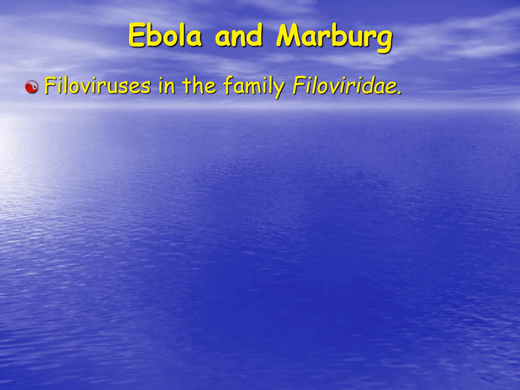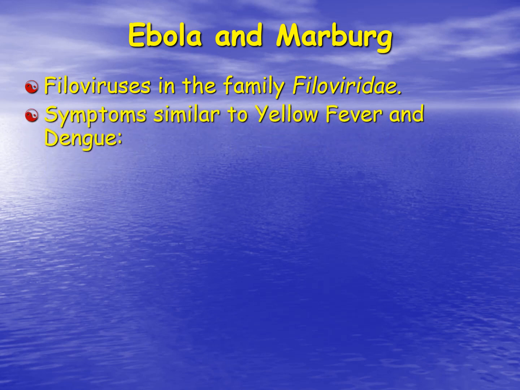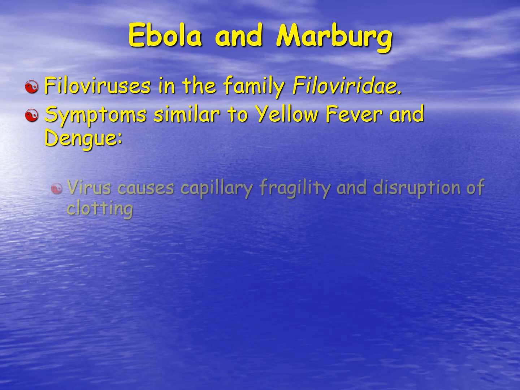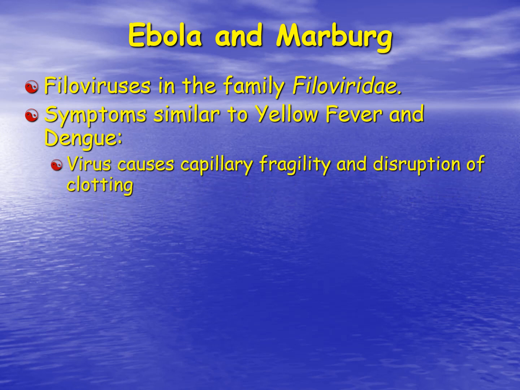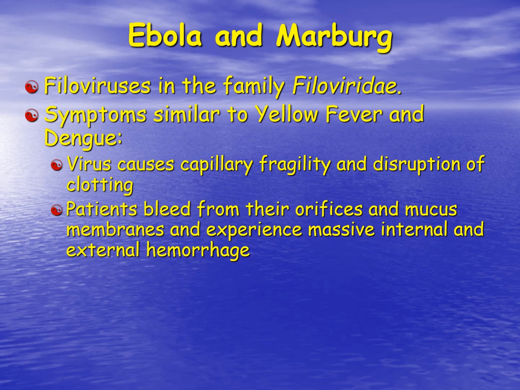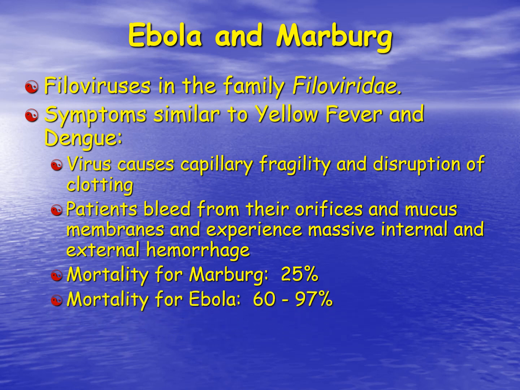Now, Ebola and Marburg are both in the family Filoviridae. Symptoms are going to be similar to yellow fever and dengue fever. The viruses both cause capillary fragility and disruption of clotting and bleeding. Patients most often bleed from any orifice and mucous membranes and experience massive internal and external hemorrhage. The mortality rate of Marburg virus is around 25%. Mortality for Ebola, however, can range anywhere from around 50 to almost 99%, and that is even with treatment.